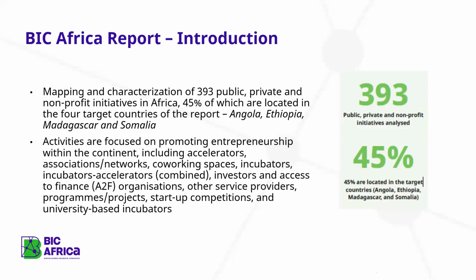Of course, it's our first attempt. What we're hoping to do as we go through the project is to further it, to target the other countries as they enter, and also, as we get to know more and more organizations within the countries, to make sure that they are included in this initial mapping. So just under 400 entities were analyzed, of which just under half were in the original four countries of BIC Africa: Angola, Ethiopia, Madagascar, and Somalia. This report is available on the website, at the address that was given, and of course these slides are going to be available to all participants.